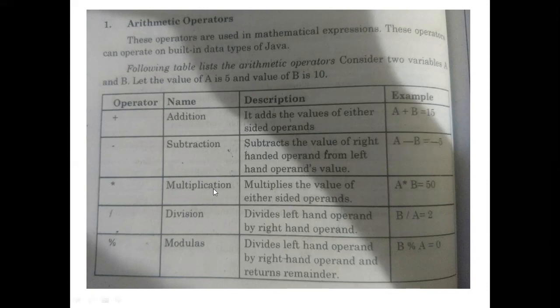Next one is multiplication. Multiplies the value of either side operand. A into b equal to 50. Value of a is 5, value of b is 10. A multiply b equal to 50. Next is division. Divide left-hand operand by right-hand operand. B by a equal to 2. And this is modulus operator. It will show the remainder. So what is the value of b? 10. What is the value of a? 5. So 10 by 5, the division is 2. And b mod a, so 10 by 5, 10 is divisible by 5 completely. So remainder will be 0.